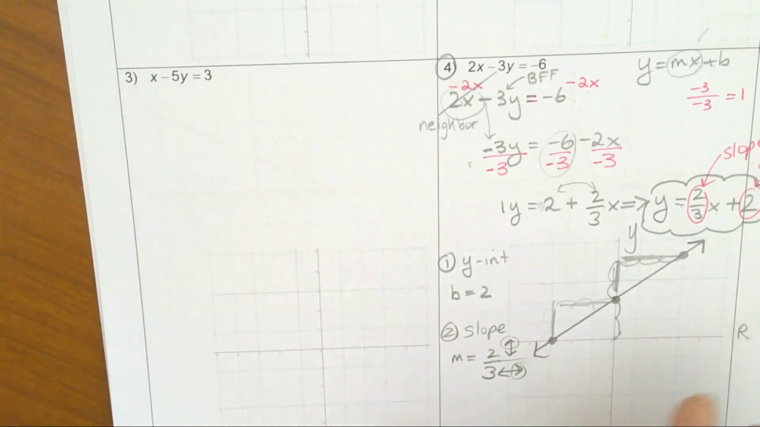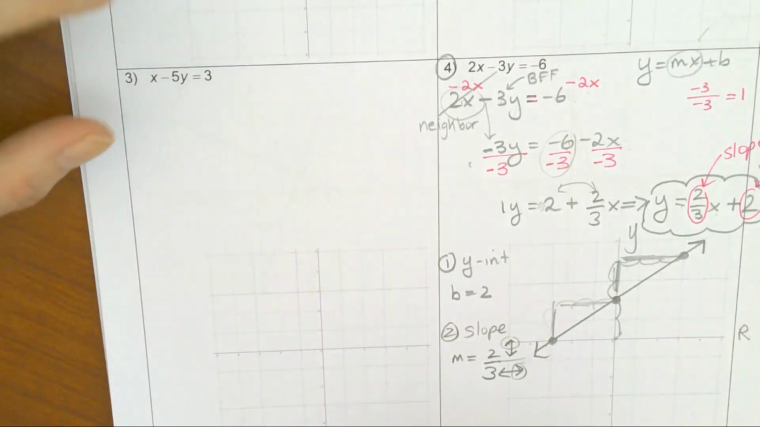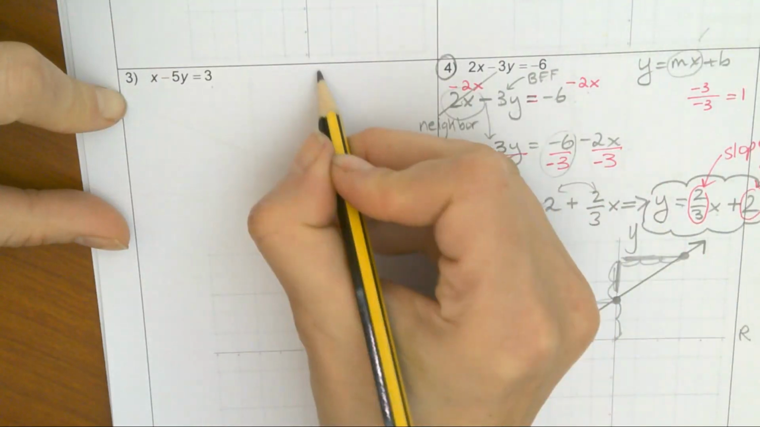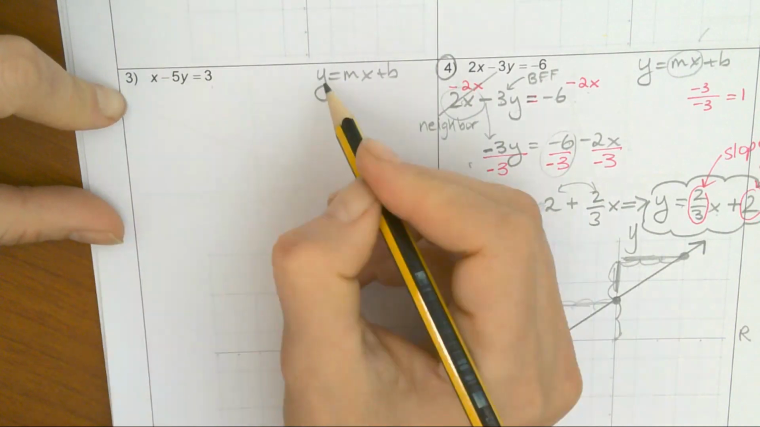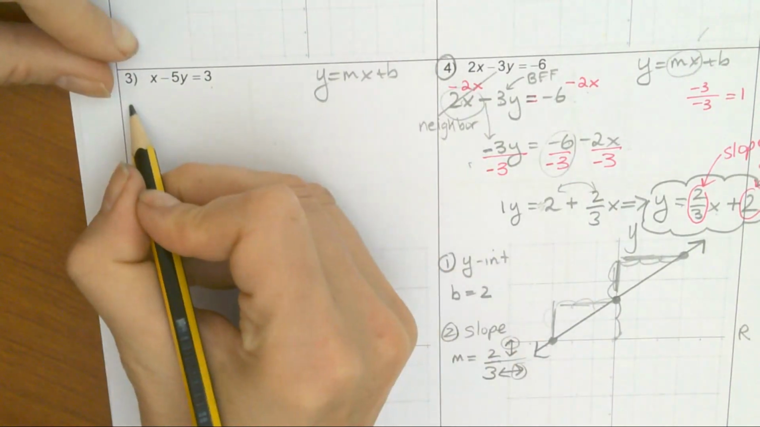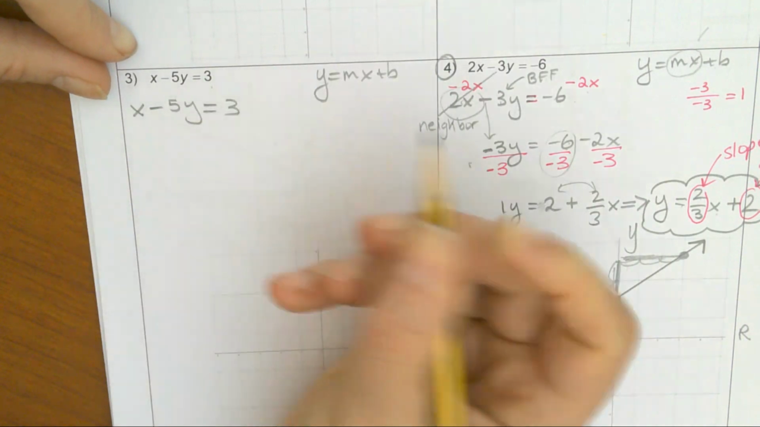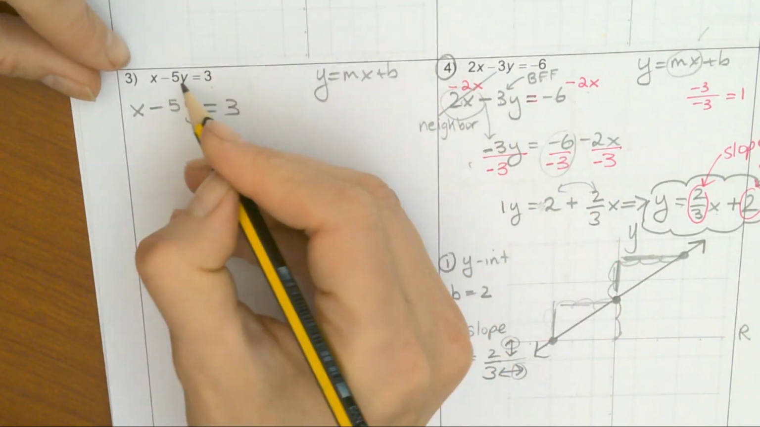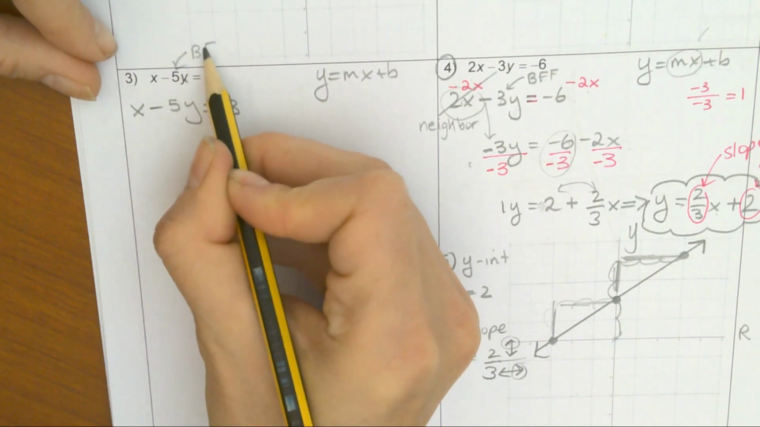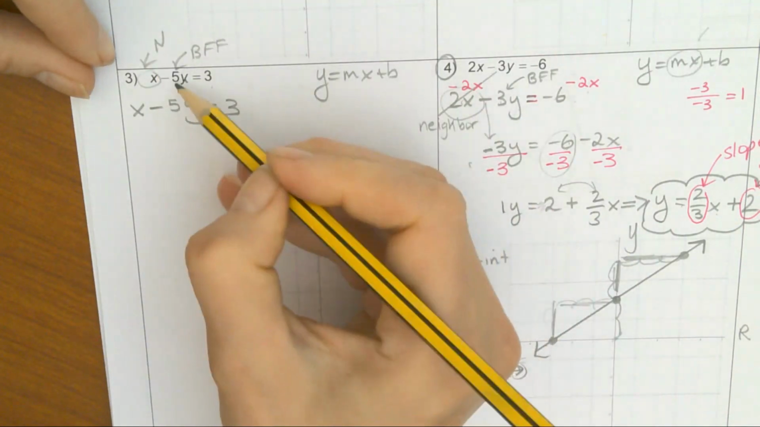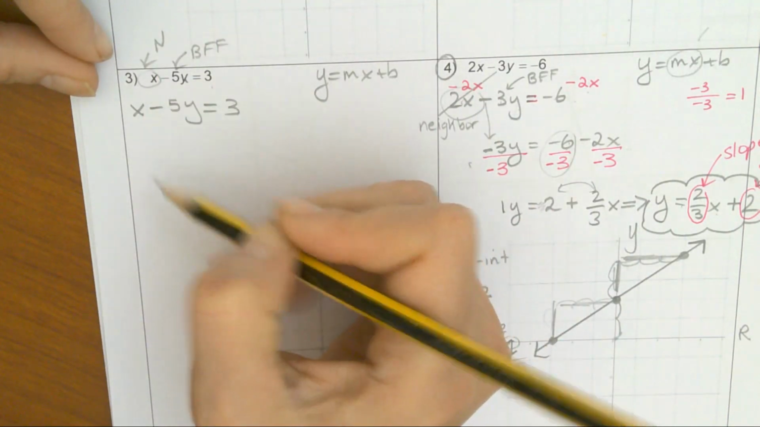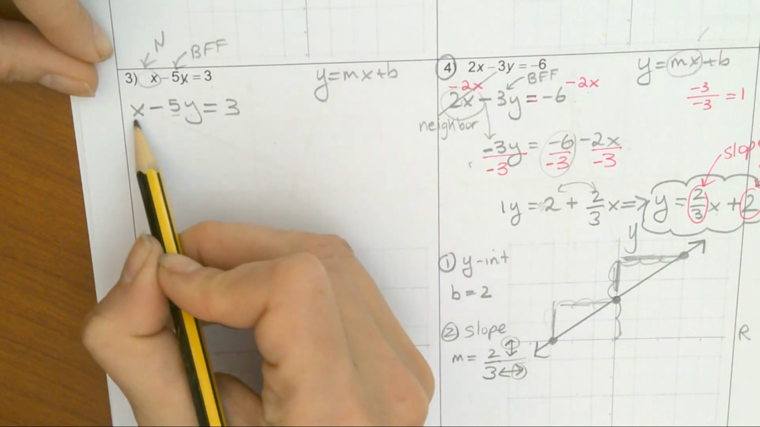Let's look at this one. Okay, so is this in slope y-intercept form? Is it y equals? Nope. So let's make it y equals. So let's write it out. So this 5y, this is me, the y. So the 5 is like the BFF, my best friend. This thing kind of far away is the neighbor. Am I going to get rid of the best friend or the neighbor first? The neighbor, because y wants to be alone, so I have to get rid of this and this.